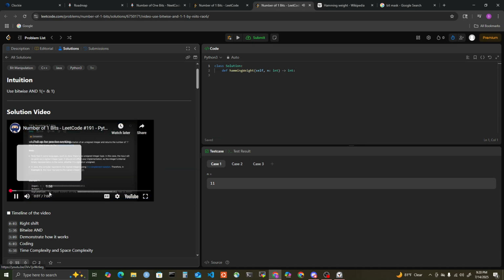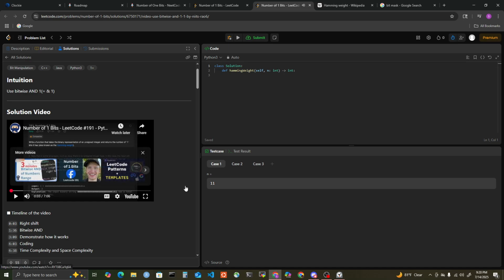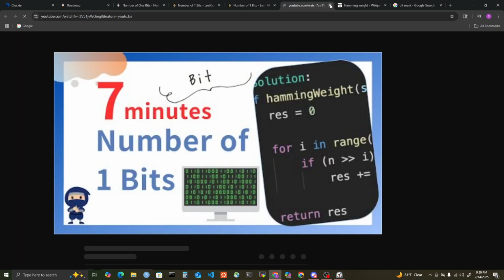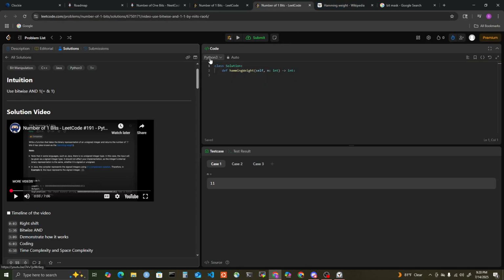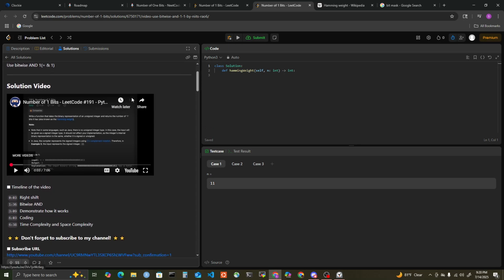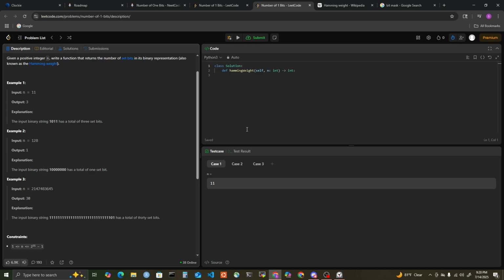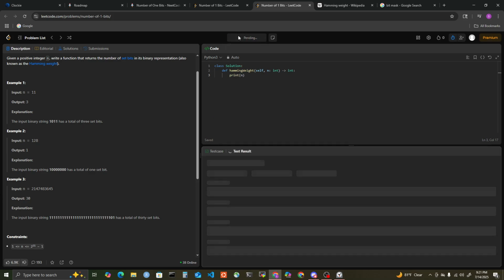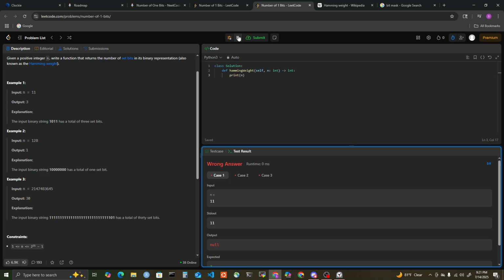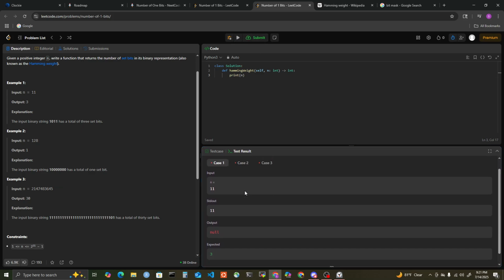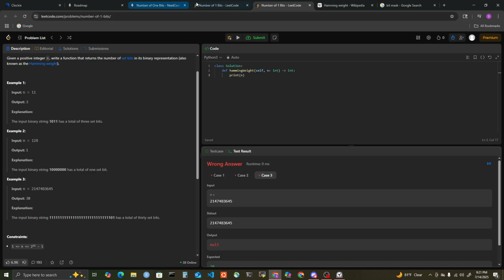Hey everyone, today we are going to solve the readable question number of 1 bits. Again, different problem. Man, this is the type of thing that be pissing me off. I'm like, why did LeetCode change the problem? I can't, like, what am I supposed to do with this? Hold up. Yeah, okay.